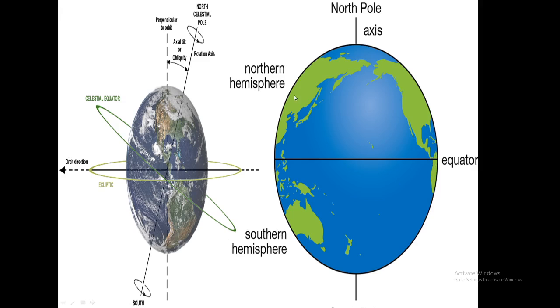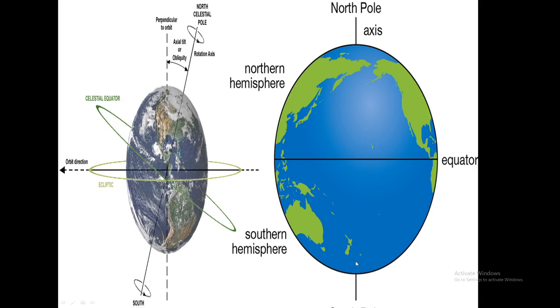The northern hemisphere means the part of the earth between the north pole and the equator. And the southern hemisphere means the part of the earth between the equator and the south pole. That is the northern hemisphere. Okay.